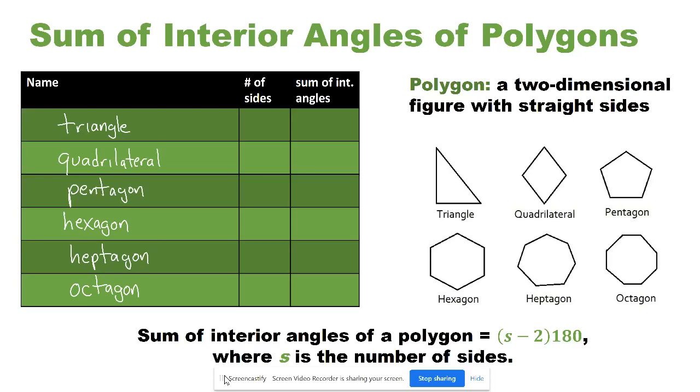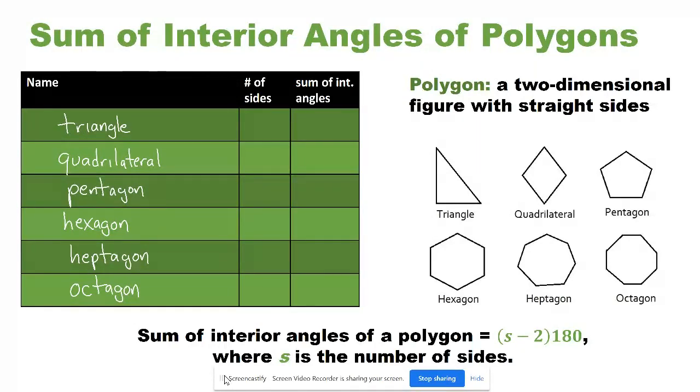All right, we're going to talk about the sum of interior angles of polygons. And first, a refresher on the word polygon. A polygon is any two-dimensional or flat shape that has only straight sides. So there's nothing curved, all straight sides. And a lot of the shapes we deal with are polygons. You see several examples right here.